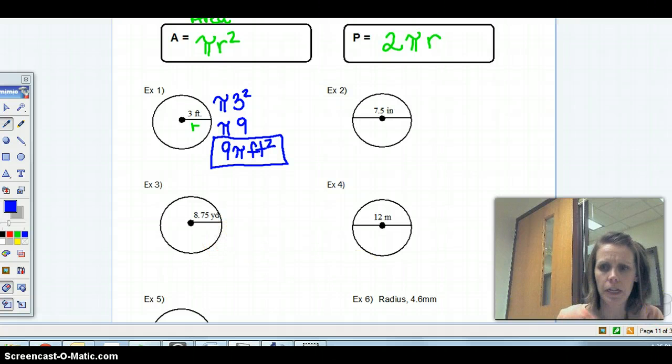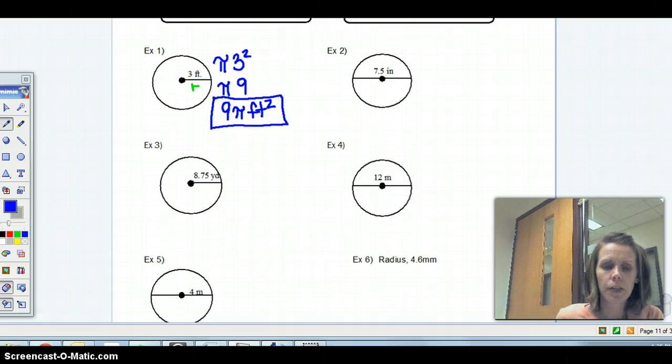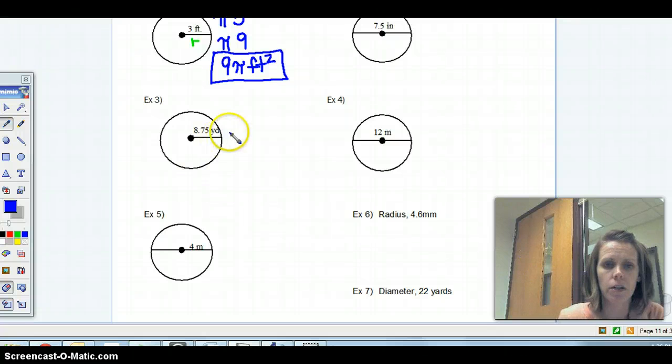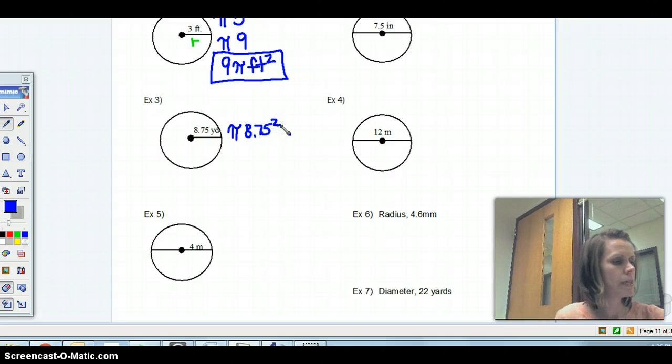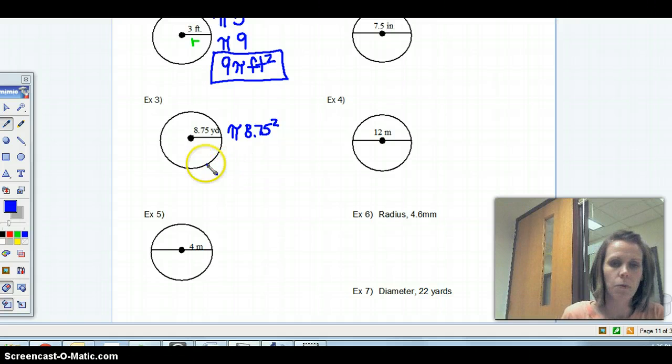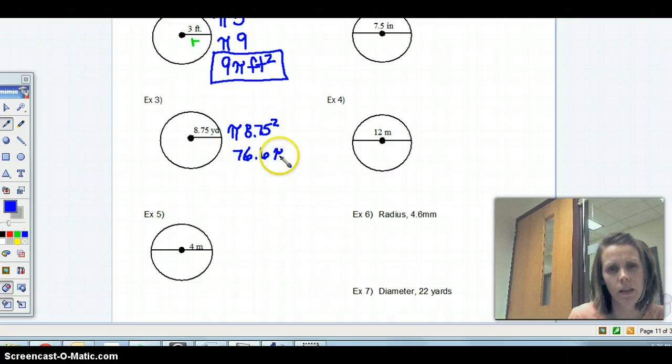Let's skip down to number 3. So example number 3, we're given our radius, which is good. So we're going to do pi times 8.75 squared. And when you do 8.75 squared, you're going to get 76.6. So if you want to write it like this, 76.6 pi yards squared, that is totally fine with me. If you want to calculate the decimal, you can do that too.